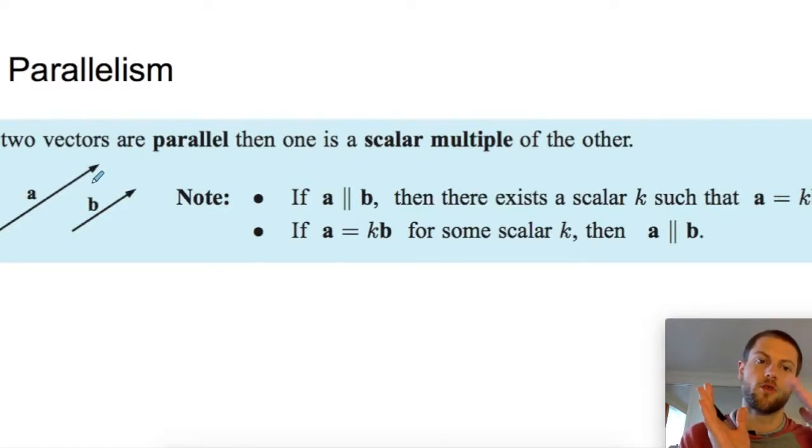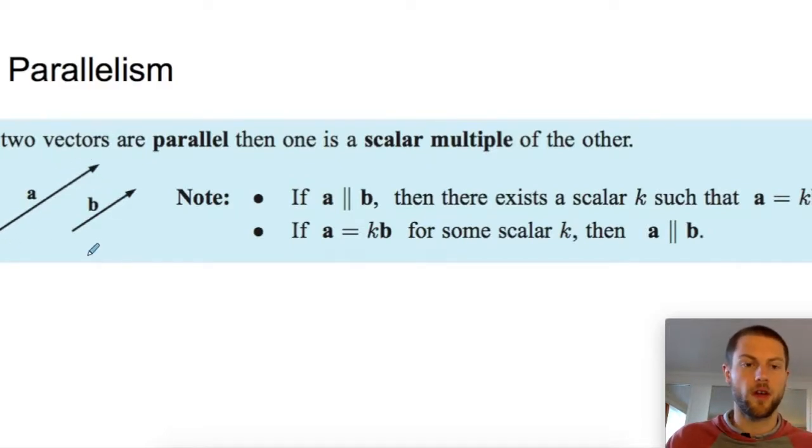We just want to know if the directions are the same. So in this case, A could be a long vector, B could be a short vector. But if they are parallel, there's some way that I can multiply the shorter one or the larger one by some scalar value so that they are in fact equal.